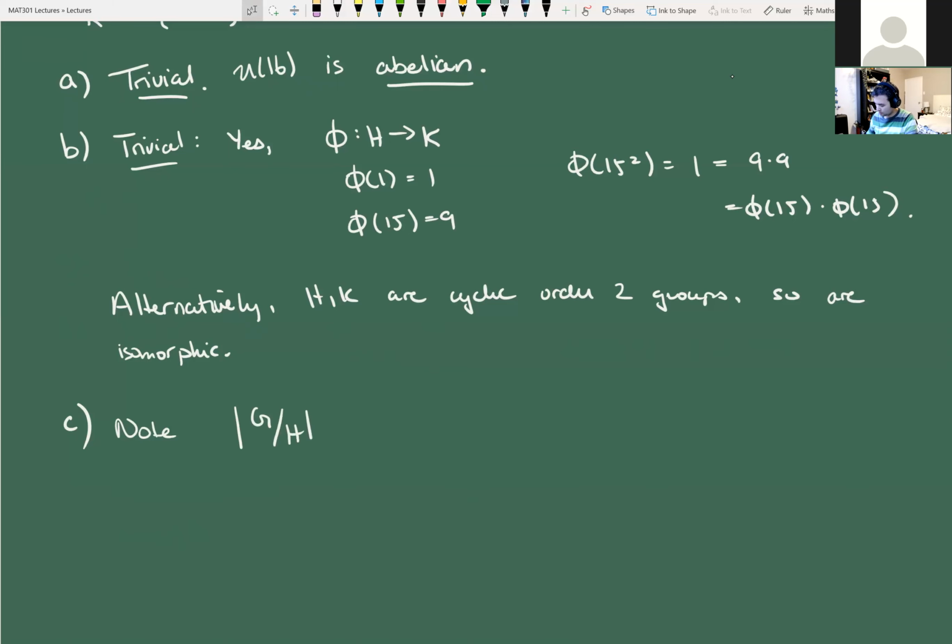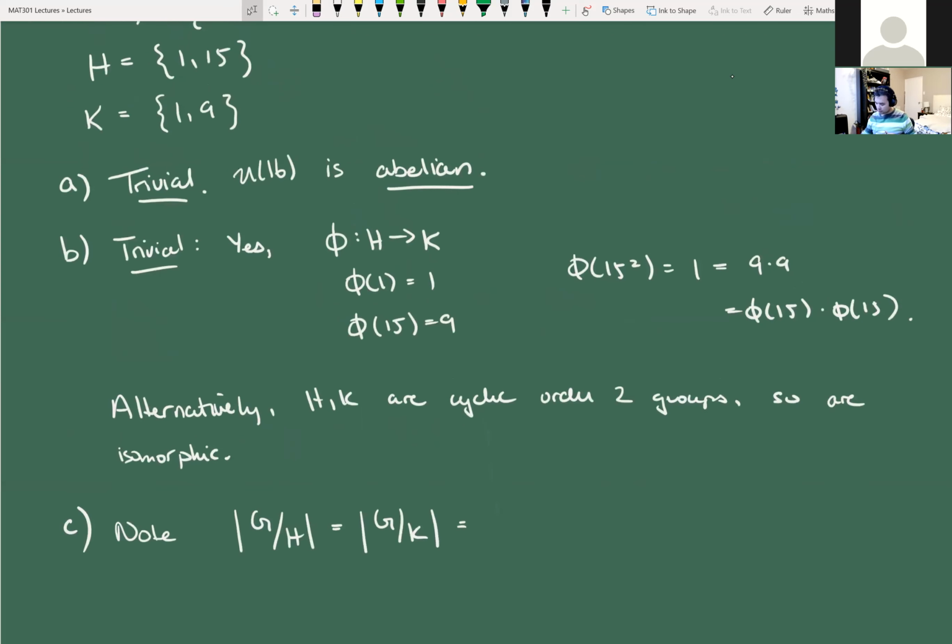What is the order of these? They're both equal. What is that? Lagrange's theorem. Not 16. Close though. What's the size of G? How many elements are in, I guess I should say U16 divided by H? But how many elements are in U16?